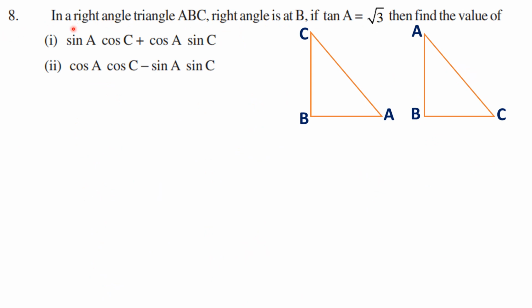Question number 8. In a right angle triangle ABC, right angle is at B. If tan A equals root 3, then find the value of the first question sin A cos C plus cos A sin C, and cos A cos C minus sin A sin C, right? So let us draw the two triangles here because we can easily identify the values of A and C, since they given in that question sin A and sin C and cos A and cos C, right? So from these two triangles we can easily identify those values. Okay, so let us write that solution here.